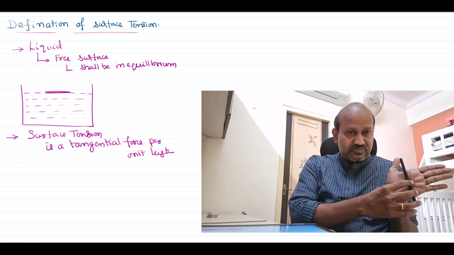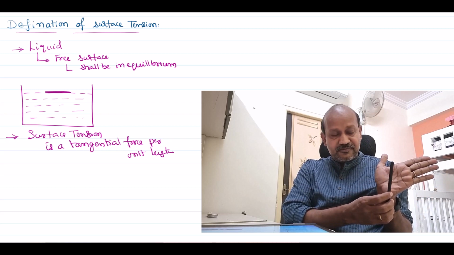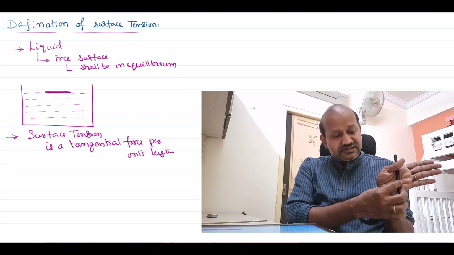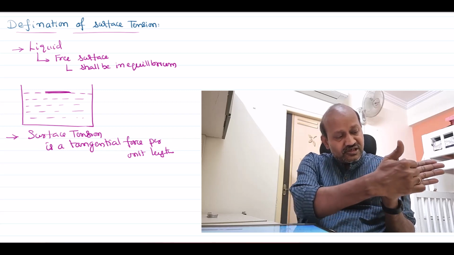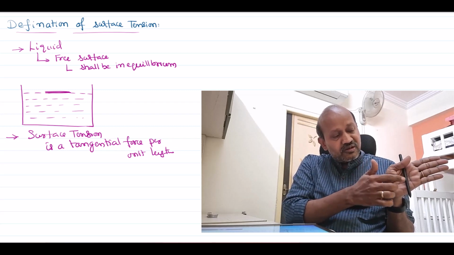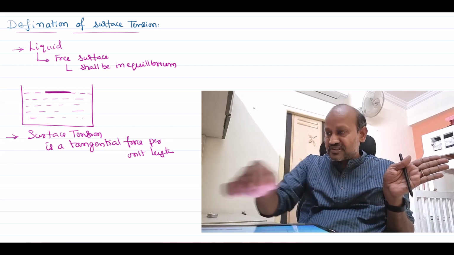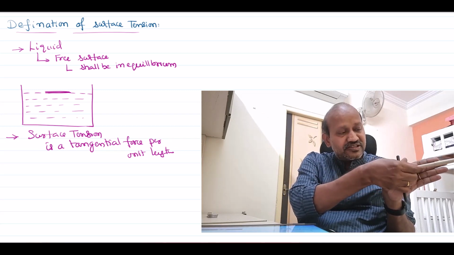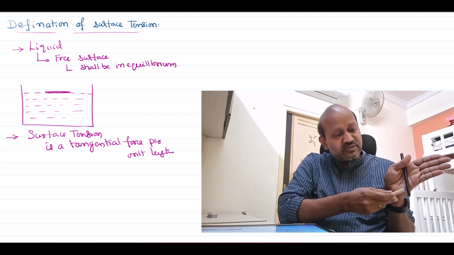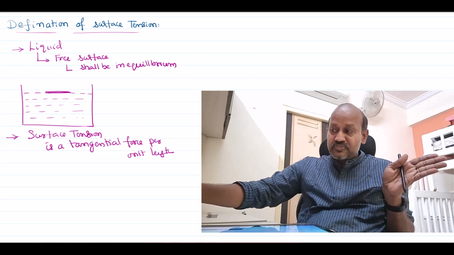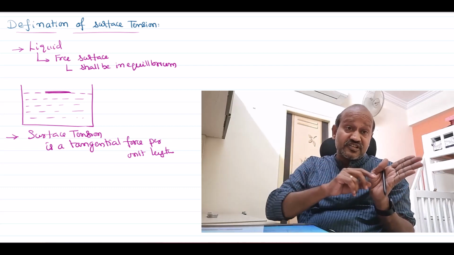So assume my palm is the surface of the liquid now. On that, you imagine a line, the black pen is the line. On that, there is a tangential force onto the surface of the liquid. On both sides, there is a tangential force acting this way and this way, away from the black pen, away from the imagined line. So that's the definition of surface tension in a nutshell.